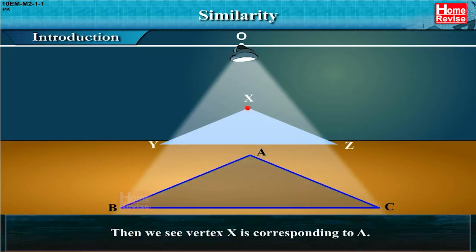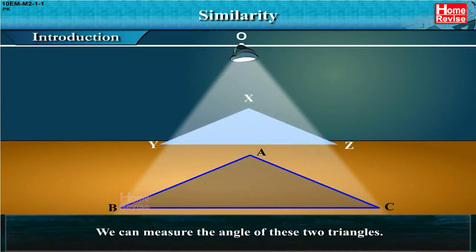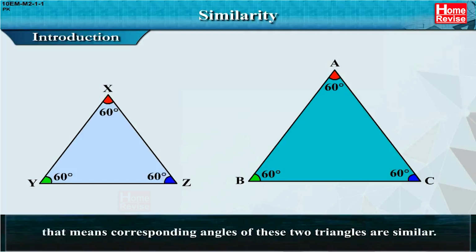Then we see vertex X corresponds to A, Y to B and Z to C. So we can say triangle ABC is similar to triangle XYZ. To find their properties, we can measure the angles of these two triangles. They are A 60 degrees, B 60 degrees, C 60 degrees, X 60 degrees, Y 60 degrees, Z 60 degrees. That means corresponding angles of these two triangles are equal.